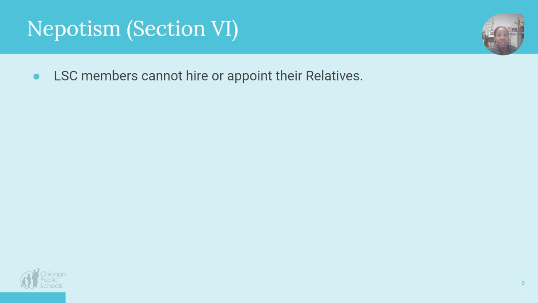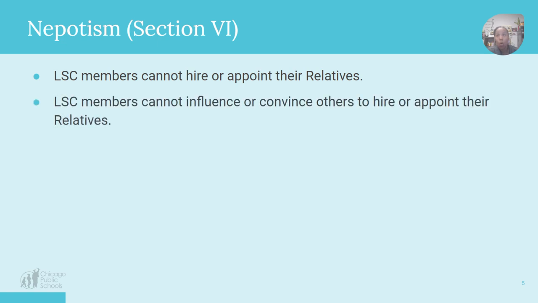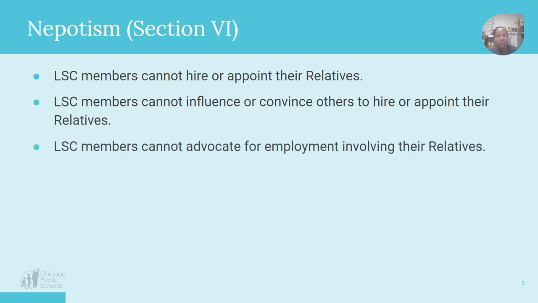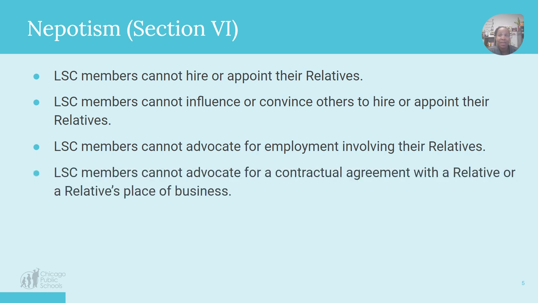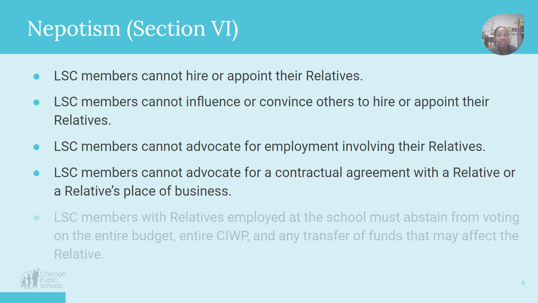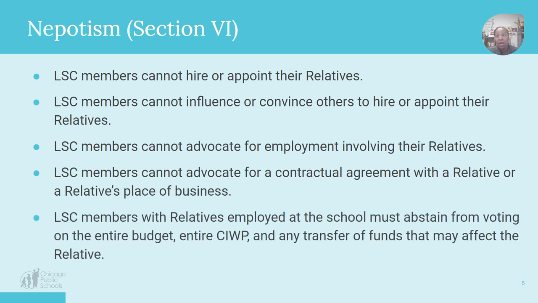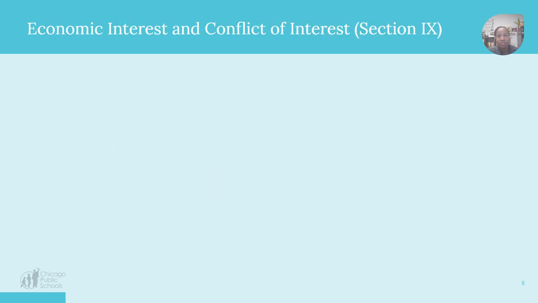Nepotism. This is when LSC members cannot hire or appoint their relatives or cannot influence or convince others to hire or appoint their relatives. LSC members cannot advocate for employment involving their relatives and cannot advocate for a contractual agreement with a relative or a relative's place of business. LSC members with relatives employed at the school must at all times abstain from voting on their entire budget, entire CIWP, and any transfer of funds that may affect the relative.